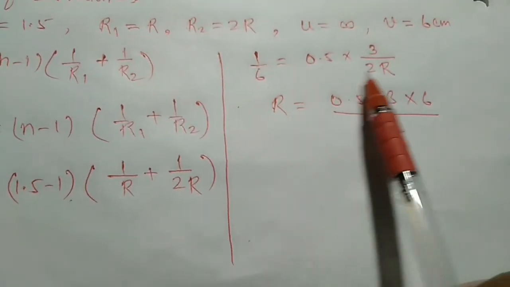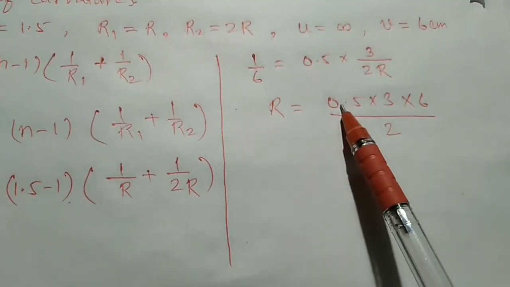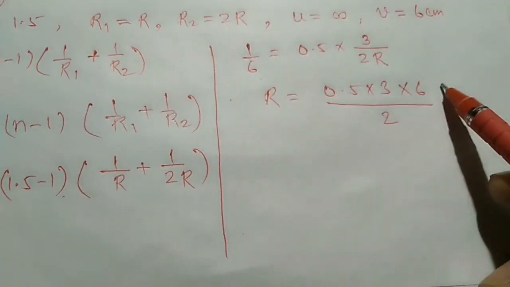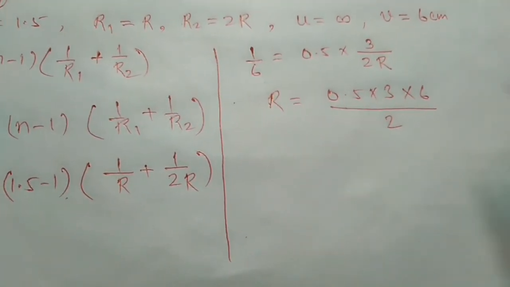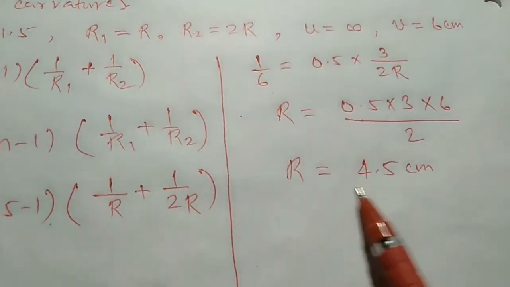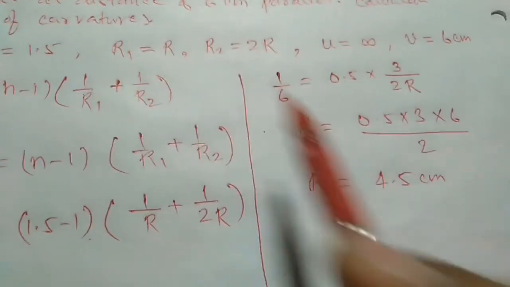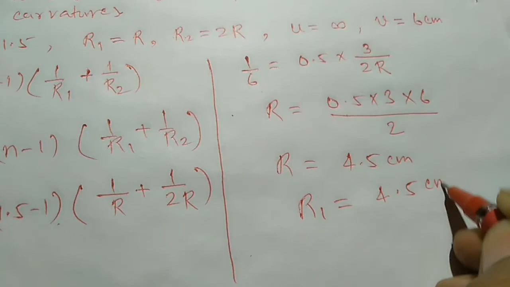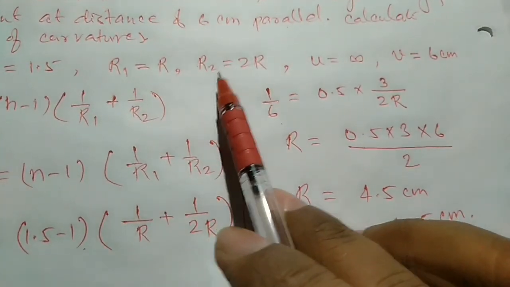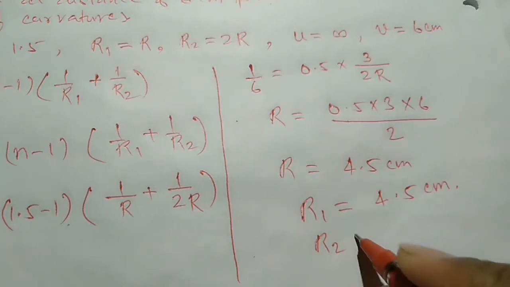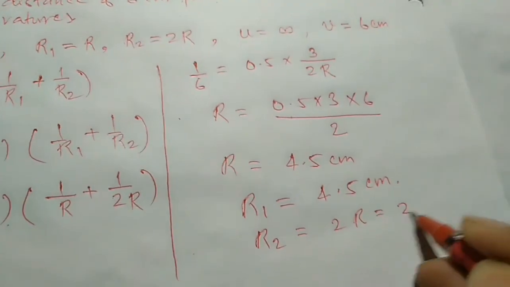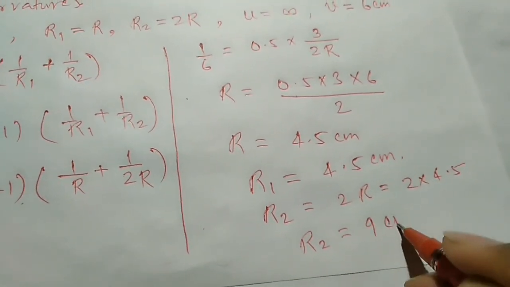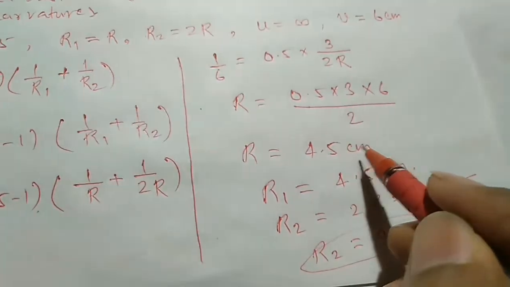On transposing the R to this side and 6 to that side, 0.5, 3 and 6 come here, remaining 2. So 2 3s are 6, so 3 3 is 9. 9 into 0.5 comes to 4.5. So R comes to 4.5. What was R? R was R1. So we can say here R1 is equal to 4.5 centimeter. Second is R2. R2 was 2R, or you can say 2 into 4.5, or simply R2 is equal to 9 centimeter.